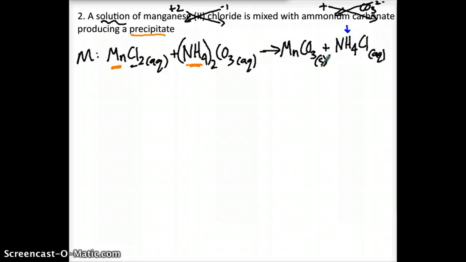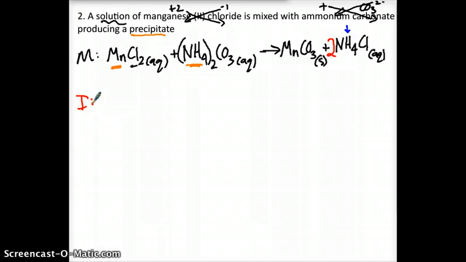So we've written the molecular equation. Check: is it balanced? Well, I have 2 ammoniums on the reactant side, not on the other, so I need a 2 here. Now I have 2 chlorides, 1 Mn, 1 Mn, 1 carbonate, 1 carbonate. Boom. Done. Balanced. Excellent. Next step. We want to write the ionic equation. So remember, split everything that can ionize.